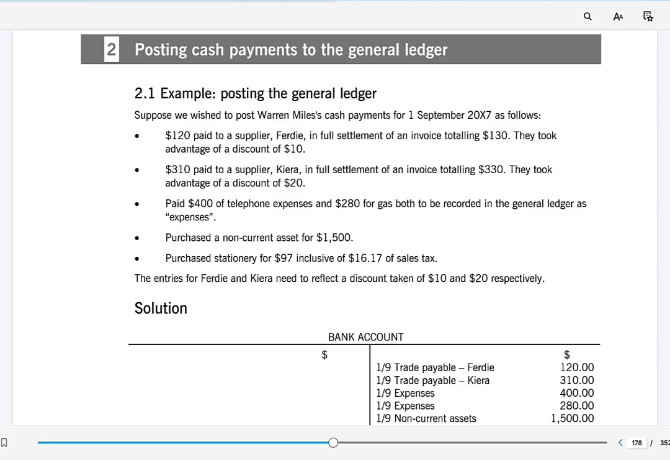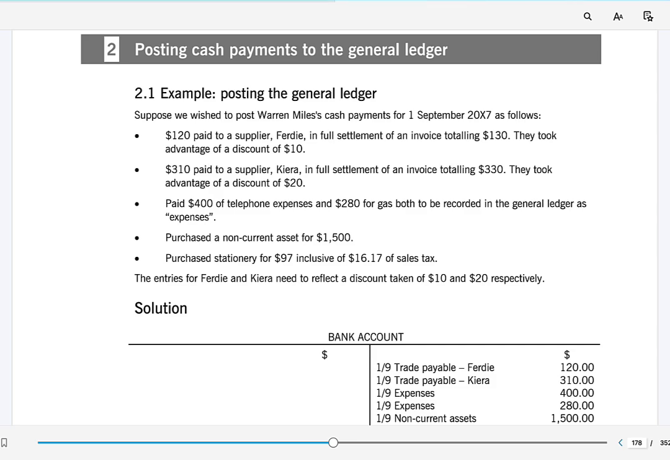Sales tax is usually a liability, meaning money collected for the tax authority or a tax amount to be paid, so we split it. Total paid is $97. Sales tax inside it is $16.17, so the stationery cost is the remaining amount. Now we calculate the stationery cost. $97 minus $16.17 equals $80.83.